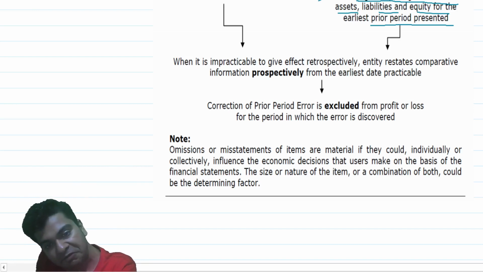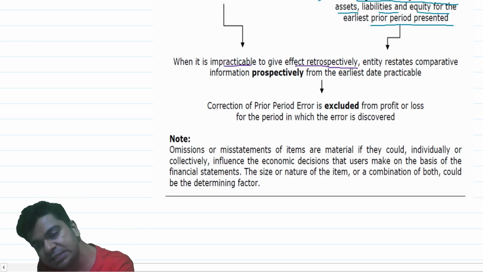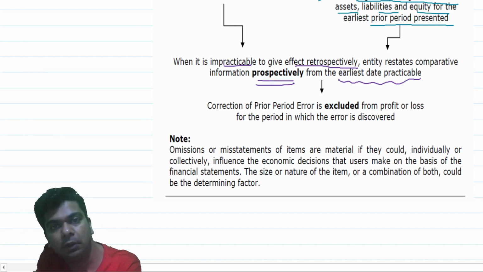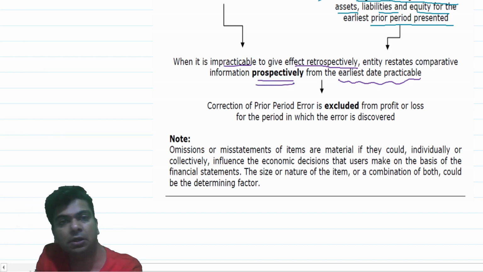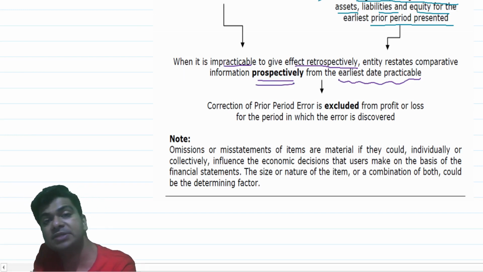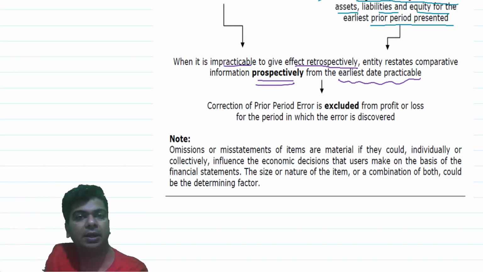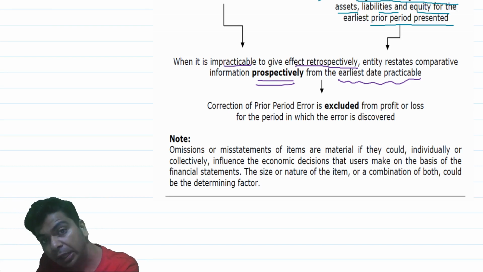They say, when it is impracticable to give effect retrospectively, the entity restates the comparative information prospectively from the earliest date practicable. You know, there are certain expenses which should be capitalized as per Ind AS 16, but you have not capitalized the same. In the current year, when you are carrying out the audit, you pinpoint that information to the accountant.